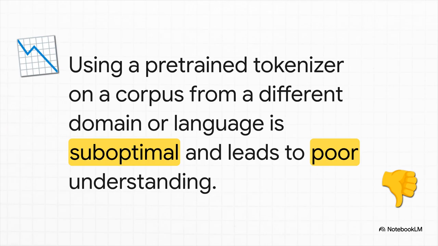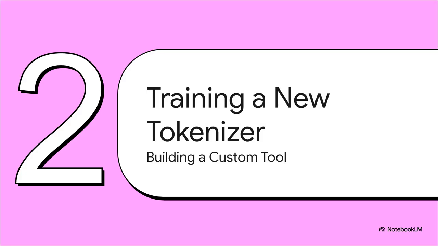Yeah, using a pre-trained tokenizer on a completely different language or domain isn't just suboptimal, it's a recipe for terrible performance. It leads to all sorts of inefficiency and just plain bad results. It's kind of like being asked to build a house with nothing but a hammer. I mean, you might make some progress, but it is not going to be pretty. But here's the good news, right? We are not stuck with that old dictionary. We can actually build a brand new one from the ground up, one that is tailored perfectly to our data. We can train a completely new tokenizer.